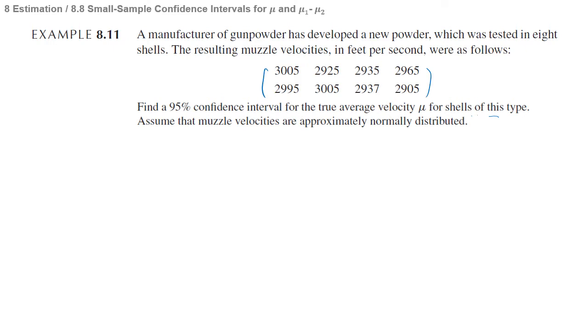Okay, so they are approximately normally distributed, and we have 8 samples, and we want to find a 95% confidence interval. So our confidence interval can be represented as this: y bar plus or minus t. Alpha is 0.05, so t 0.025, and here s over square root of n.